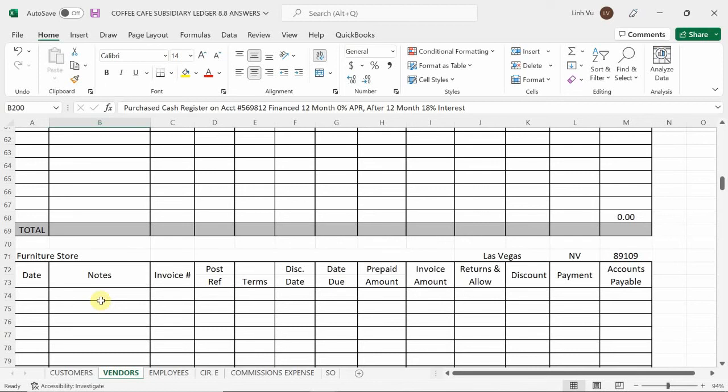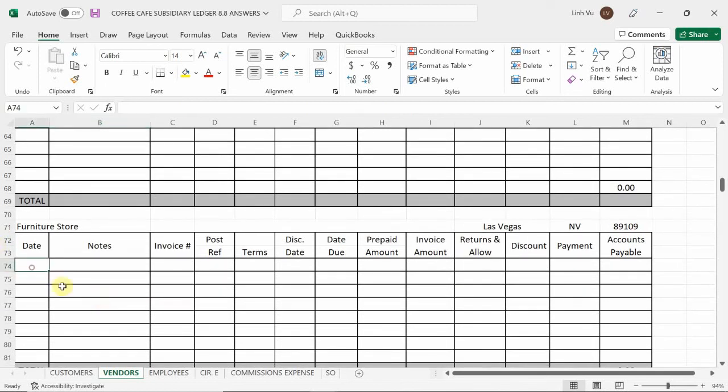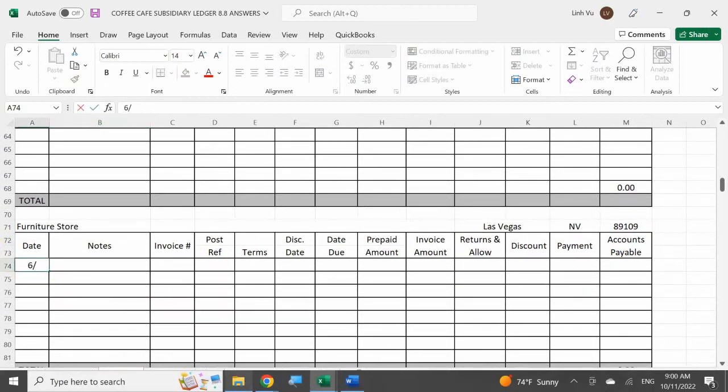Okay, here it is, furniture store. Date, the 7th. Notes, what did we buy? We bought a counter.